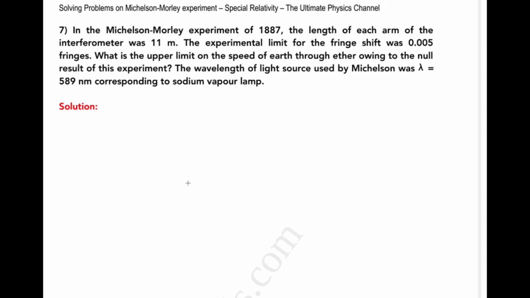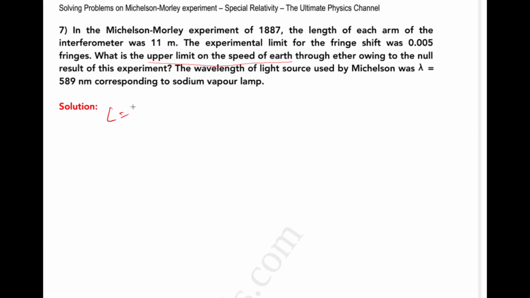And if the fringe shift was 0.005 fringes, the wavelength of light source used by Michelson was sodium source, so lambda is equal to 589 nanometers, corresponding to sodium vapor lamp. Now, what is the question here in this case? We have to find out the speed, right? Because what is the upper limit on the speed of Earth? That is the question here. So let's proceed to do that.